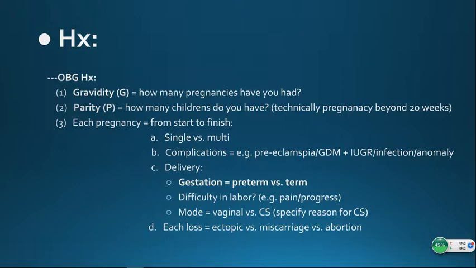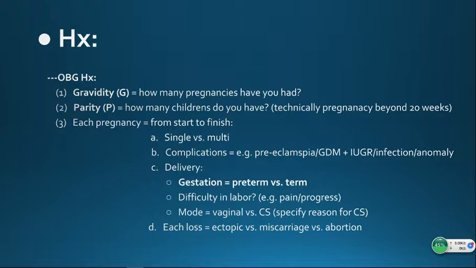So for each pregnancy, you would like to know what's been happening from start to finish. Number one, whether it is a single or multiple pregnancy. Throughout the pregnancies, were there any complications such as preeclampsia, gestational diabetes, growth restriction, infection, anomaly, etc.? How their controls were, and in terms of delivery, when did it happen? Was it preterm or was it term? How many weeks did it happen?